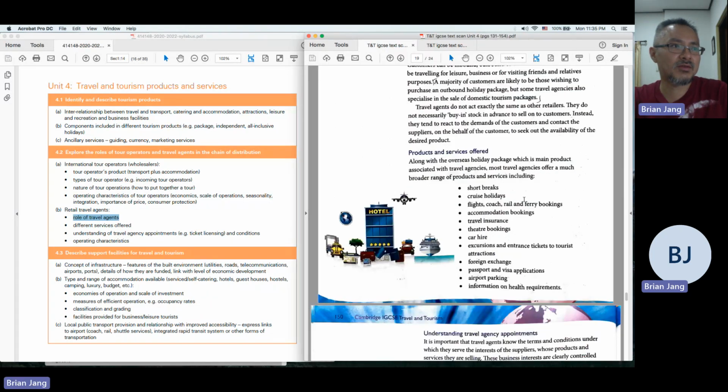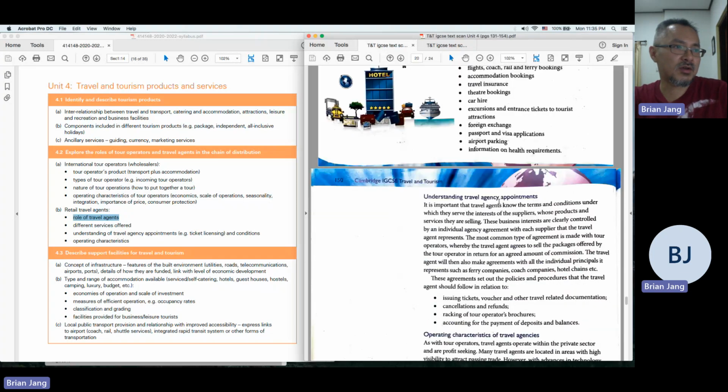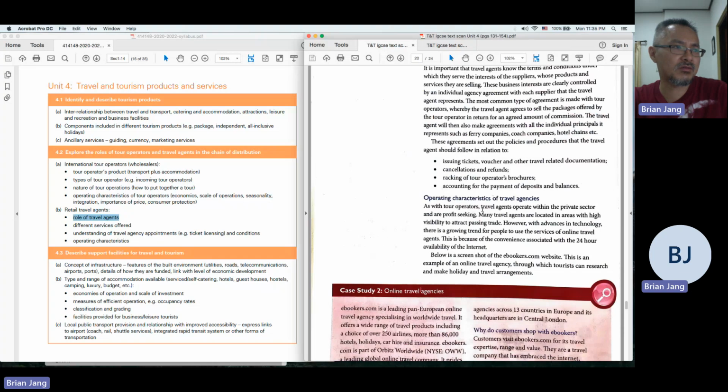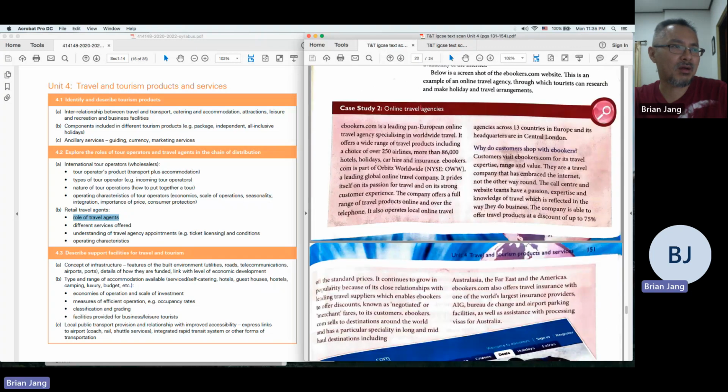Products and services offered. These are all the range of things that travel agents can be selling. So there are the bullet points. Understanding travel agency appointments. I don't think that's important. Operating characteristics of travel agents. They're just trying to make money. So I don't have anything underlined.